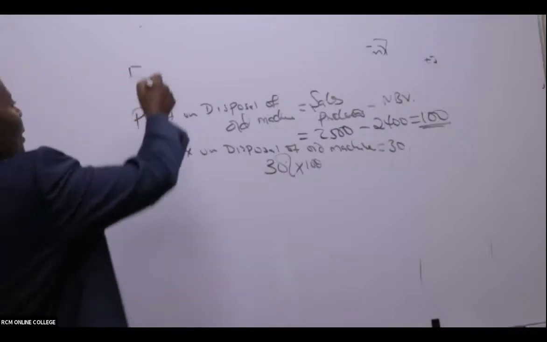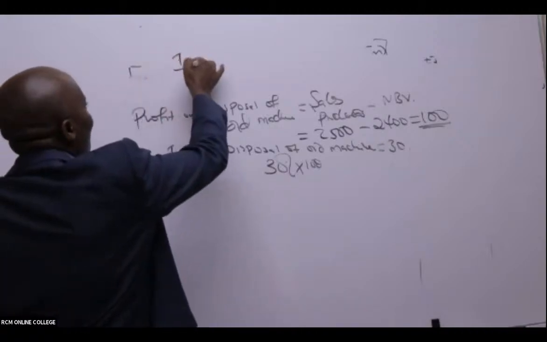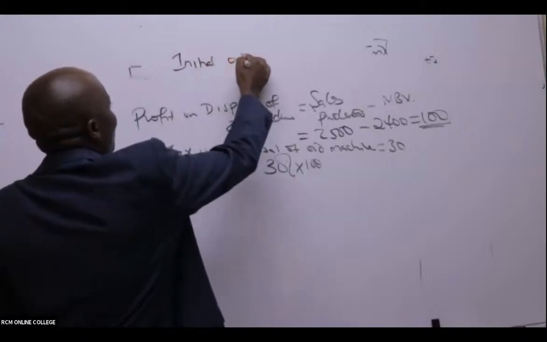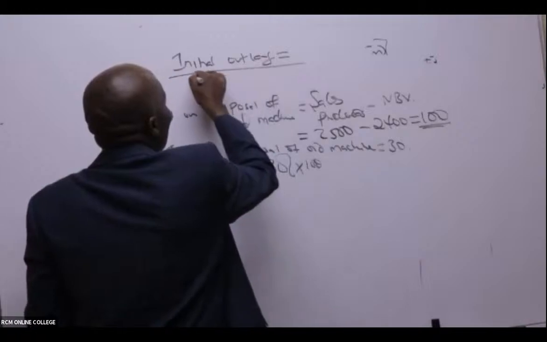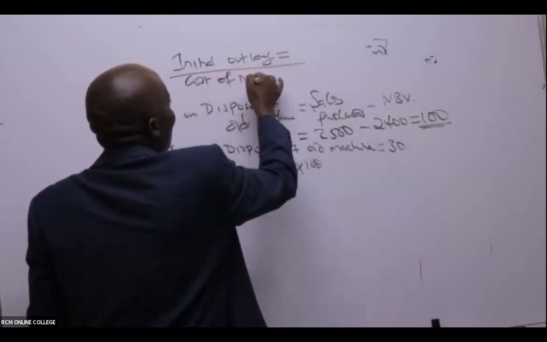And then go ahead and give me the initial outlay. Go ahead and give me the initial outlay. So the initial outlay, what do we have? Do we have the cost of the new machine?